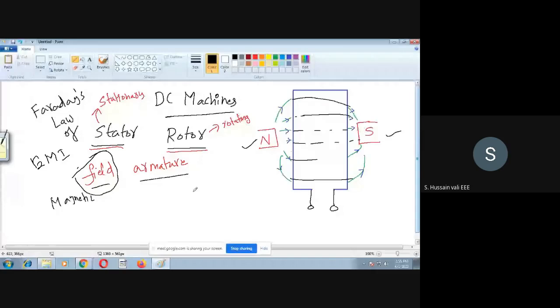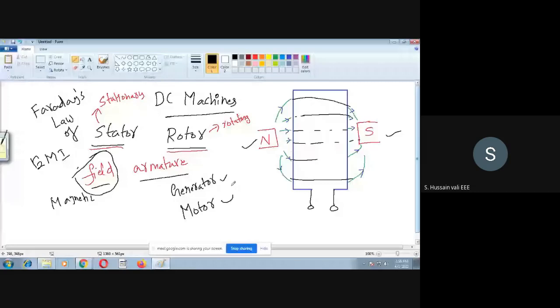Till now, this is common. There is a magnetic field, and there is a conductor. This is common for both the DC generator and the motor. Generator is one type of DC machine, whereas motor is another type of DC machine. Of course, there is not much difference between generator and motor. The only difference is which is the input and which is the output. The remaining system is the same.